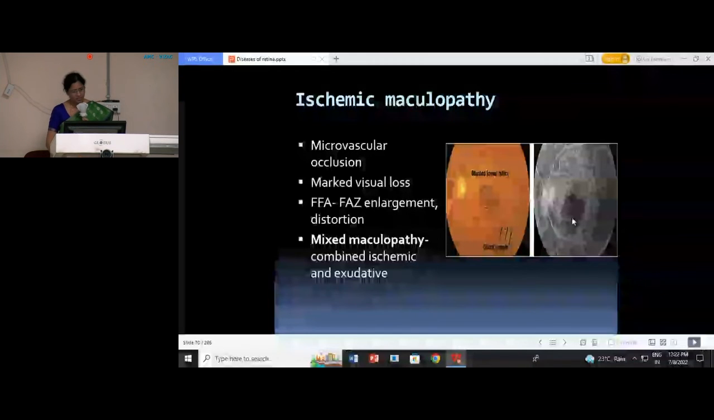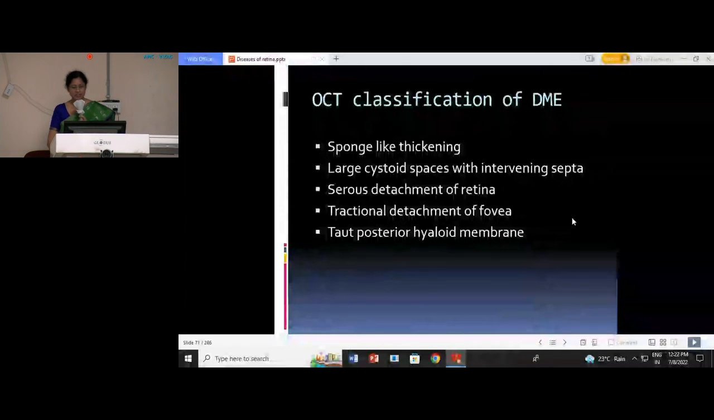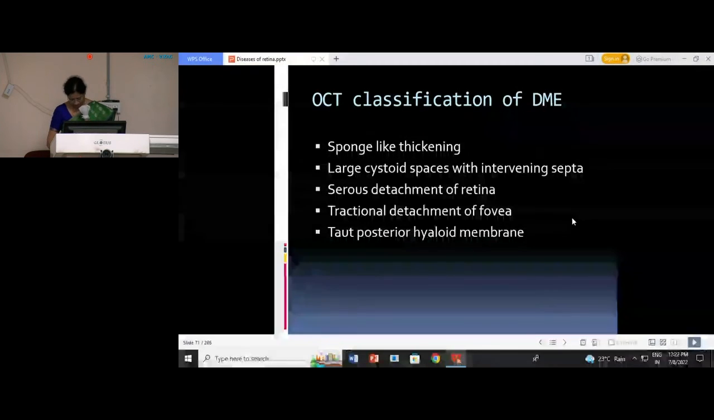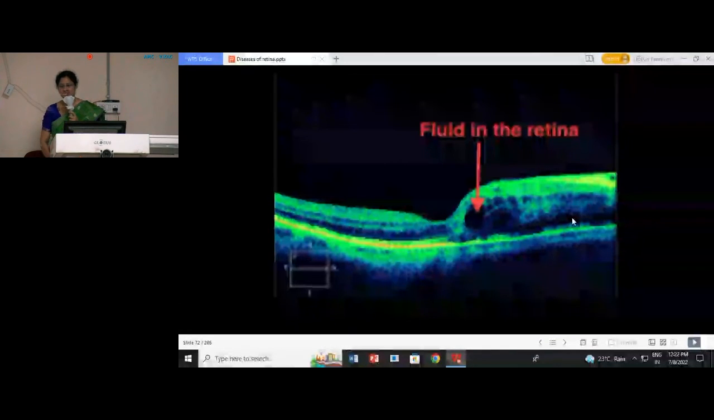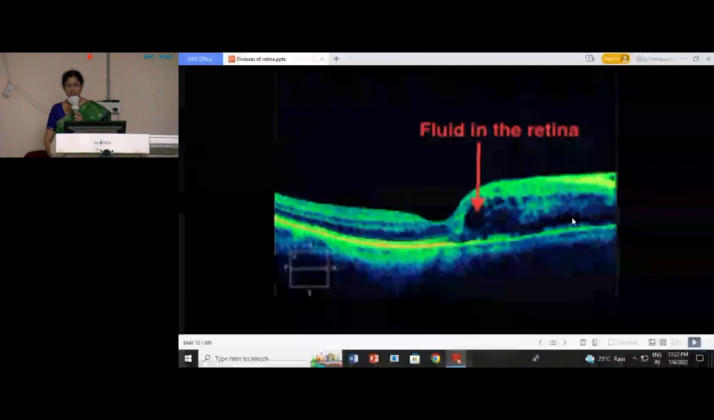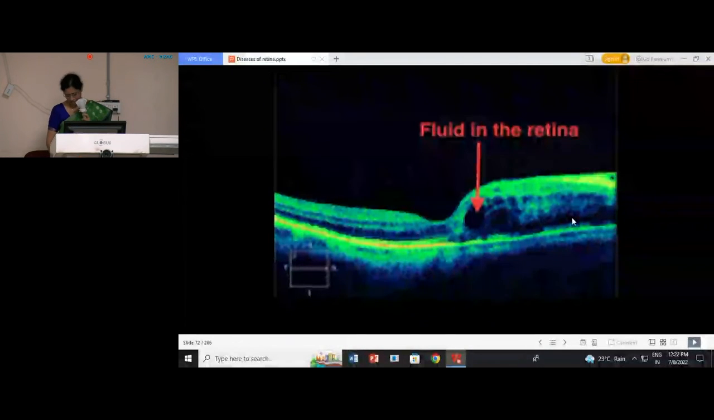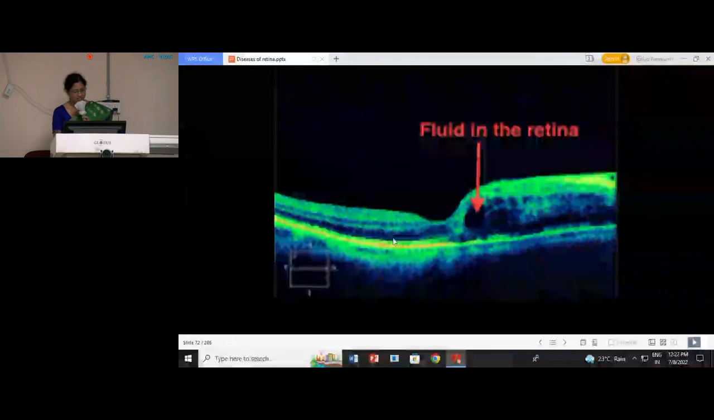Then coming to OCT classification. With the help of optical coherence tomography, diabetic macular edema is classified into, I will show you. Optical coherence tomography is a non-invasive technique of scanning the macular area. Just like a histological section of the retina, we get the scan. We can see all the 10 layers of the retina. Are you able to see that? All the 10 layers we can see with the scan.